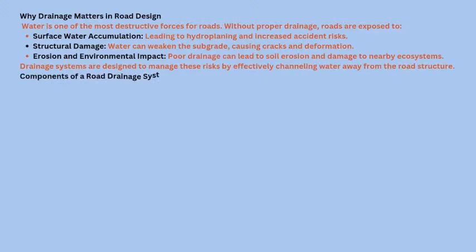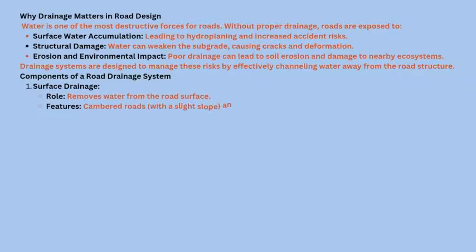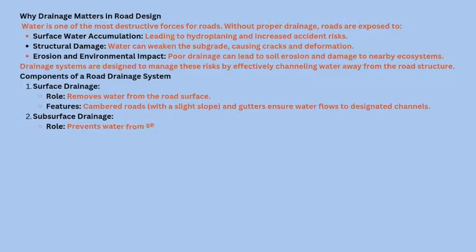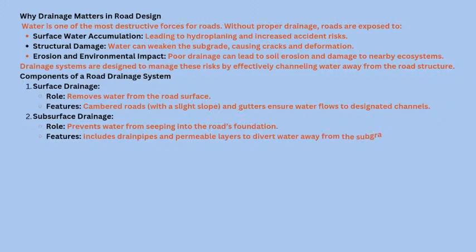Components of a road drainage system. 1. Surface drainage. Role. Removes water from the road surface. Features. Cambered roads, with a slight slope, and gutters ensure water flows to designated channels. 2. Subsurface drainage. Role. Prevents water from seeping into the road's foundation. Features. Includes drain pipes and permeable layers to divert water away from the subgrade.